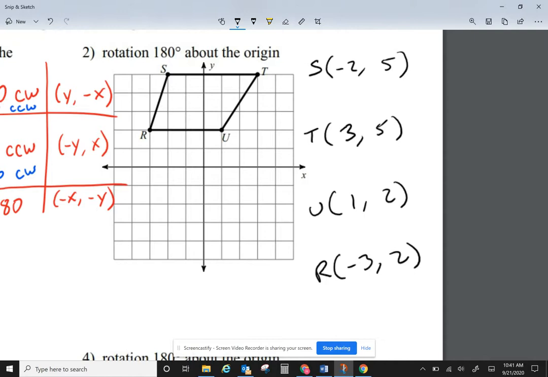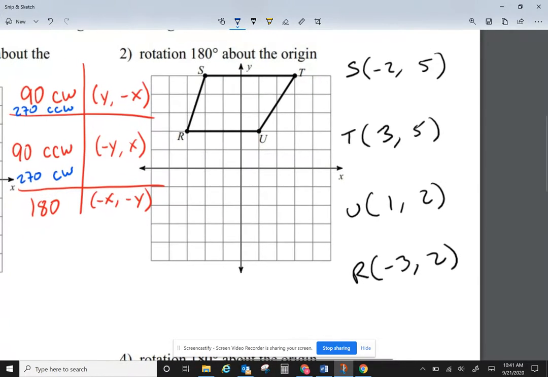Once again, for the lecture, I'm doing all the points, so I'm going to worry about all the points. In your homework, you will have only 1 point, so worry about that 1 point only. Now, we're going to do rotation 180 about the origin. So rotation 180. Notice I did not specify clockwise or counterclockwise because on rotation 180, it does not matter. All I know, looking at my 3 rules that I gave you, for rotation of 180, all I'm going to do is switch the signs.